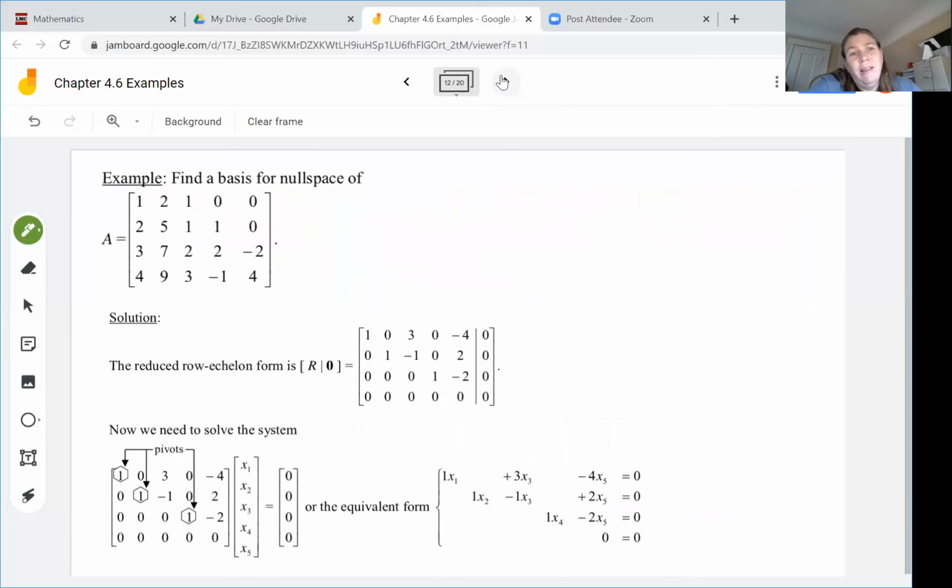So let's take a look at an example. We are going to find a basis for the null space of this matrix A here. The very first thing we do is find the reduced row echelon form of the matrix, and then we're augmenting it with the 0 vector here. So we've used this format, R, for reduced row echelon form, and then we're attaching the 0. So we put that bar in our notation and attach it. You can say that we're augmenting with the 0 vector.